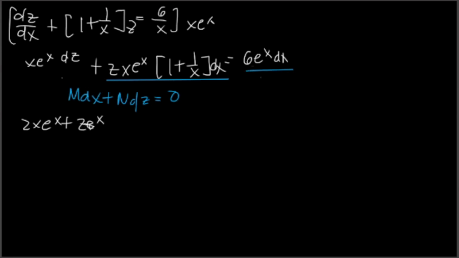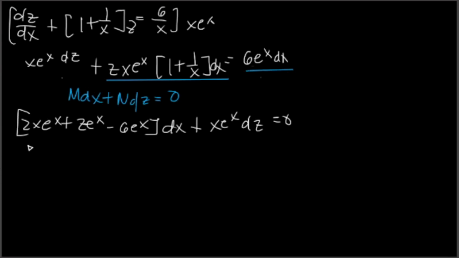z e raised to x minus 6e raised to x dx plus, copy na lang natin tong ano na to, x e raised to x dz is equal to 0. So na-follow na natin tong formula. Next natin gawin is i-prove natin for exactness para lang ma-check natin kung tama ba yung ginagawa natin so far.